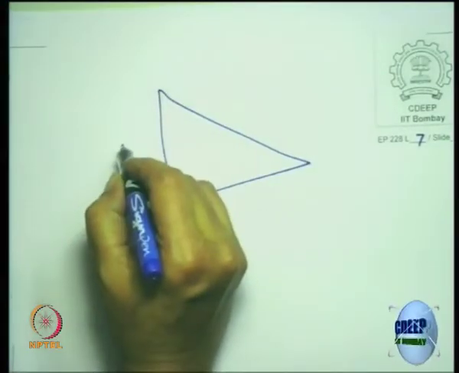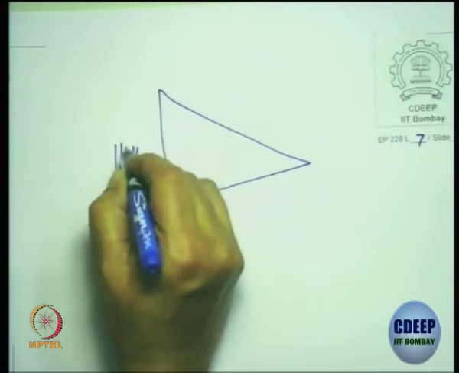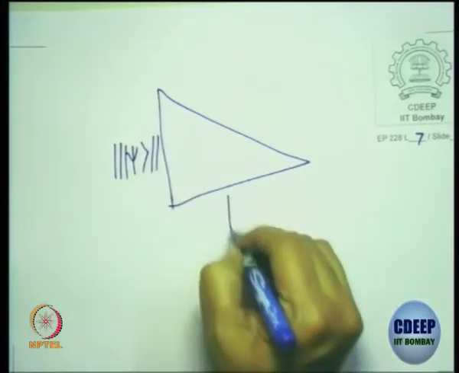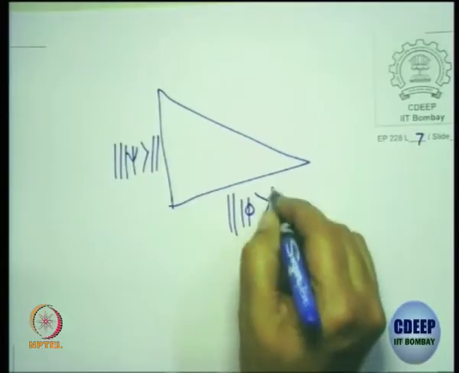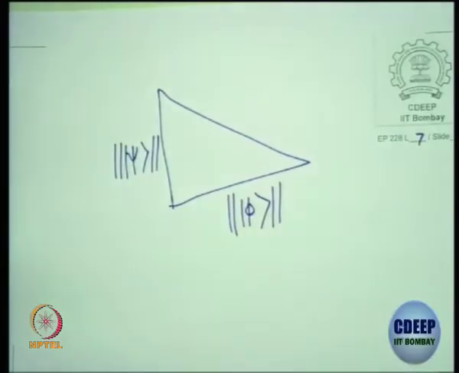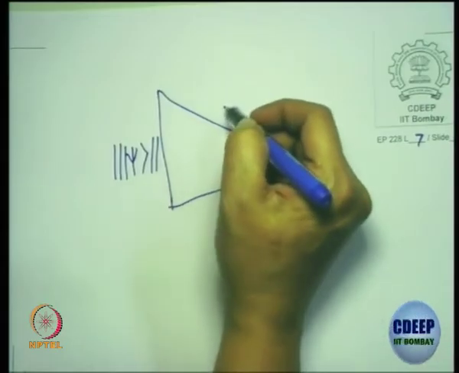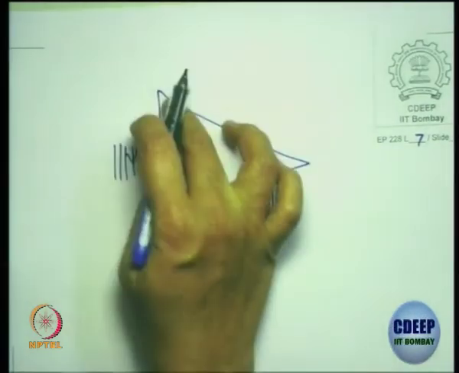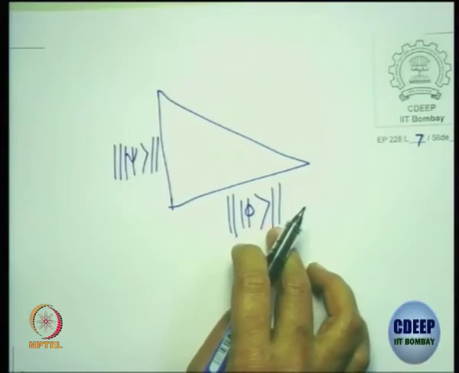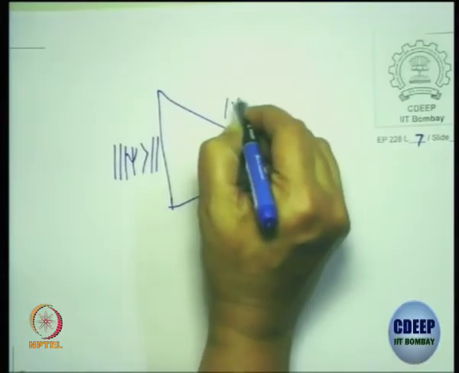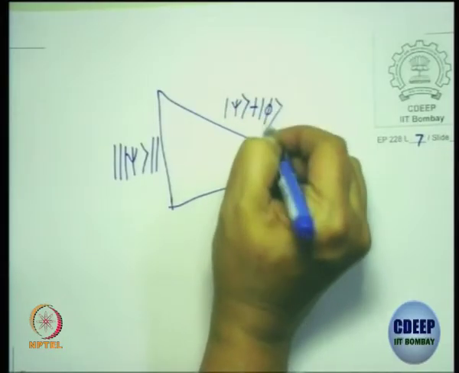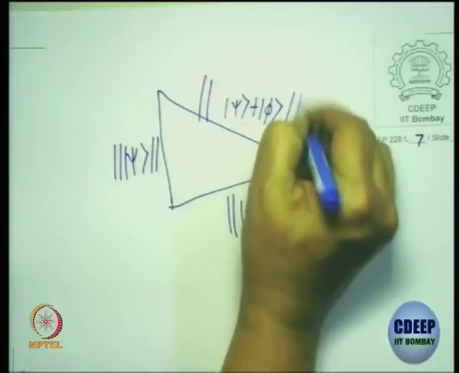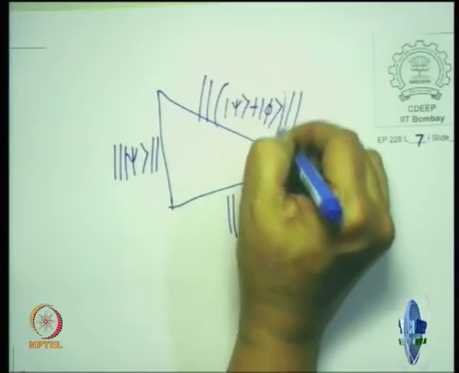Call one vector as norm of psi and the other as norm of phi. That's the length of this side of a triangle. Then what will this be? If this is a psi vector and this is a phi vector, you need to take psi plus phi and then take the norm. Is that correct?